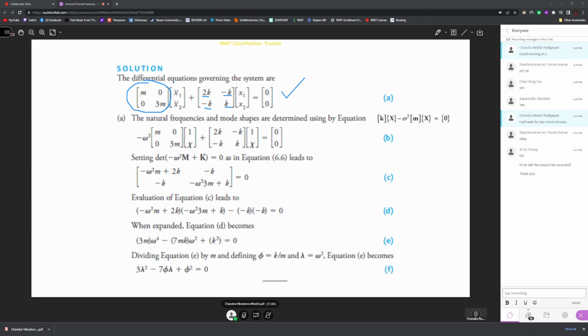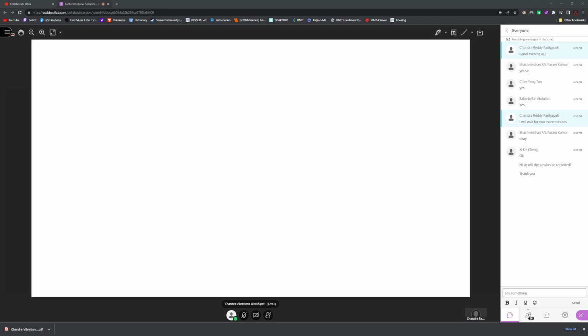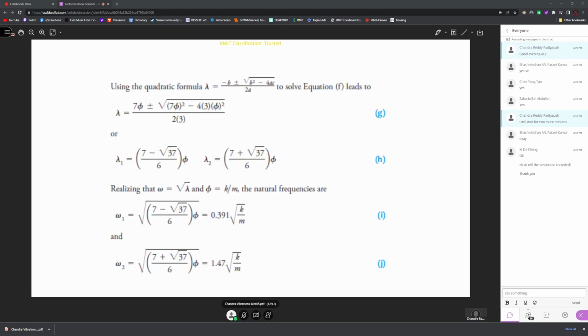Now, to get the two natural frequencies for this, you need to find the determinant. The equation is this: you need to make sure that minus omega square m plus k is equated to 0. Once you do that, you get a quadratic equation, you solve the quadratic equation, and you will end up with those two natural frequencies, omega 1 and omega 2. The procedure is quite systematic.